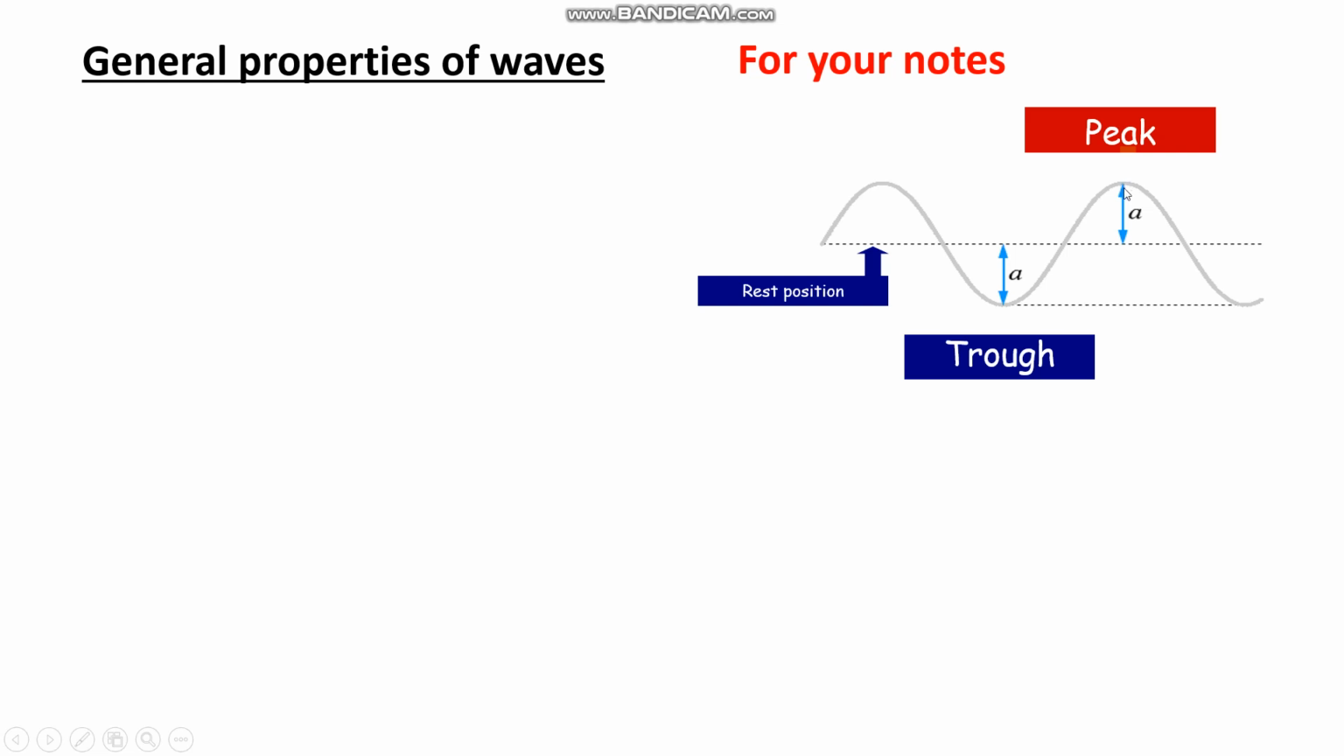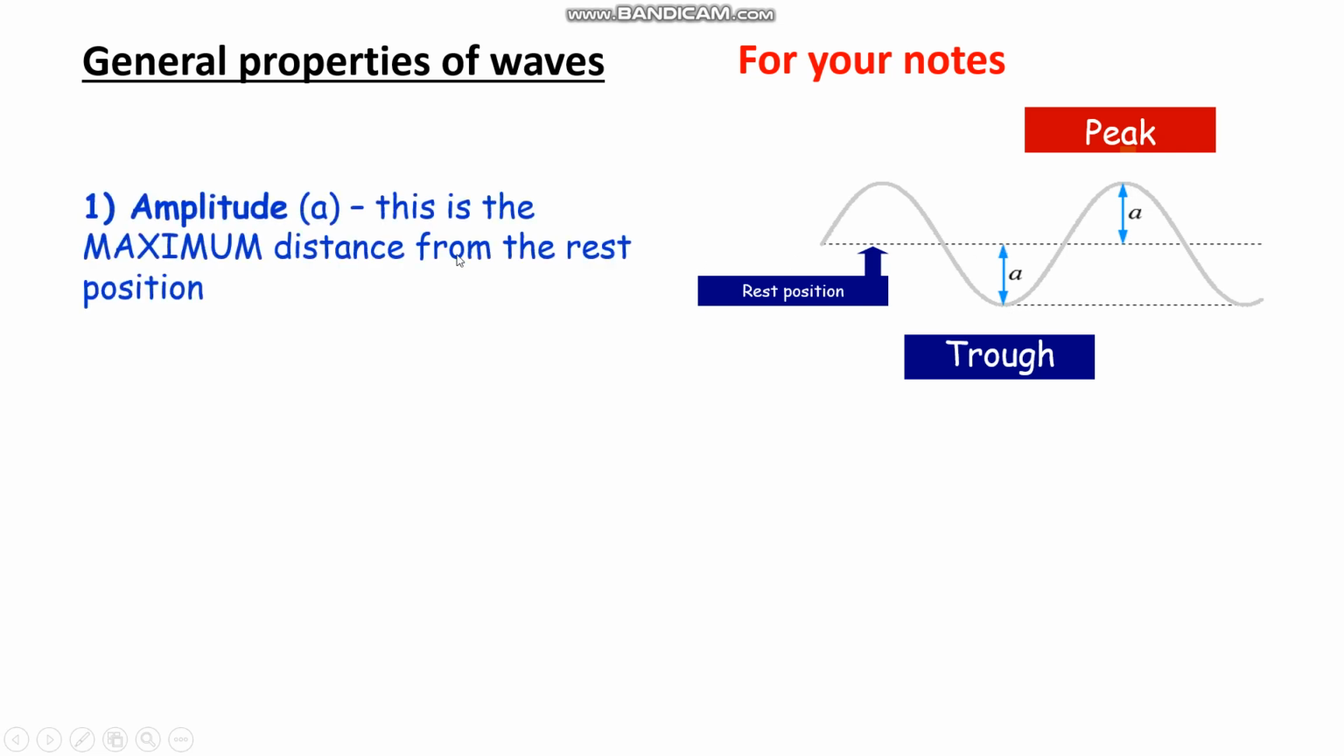The distance between a peak and the rest position, or the trough and the rest position, is what's called the amplitude of a wave. It's the maximum distance that the wave, or the string if we're talking about waves on a string, is from the rest position.